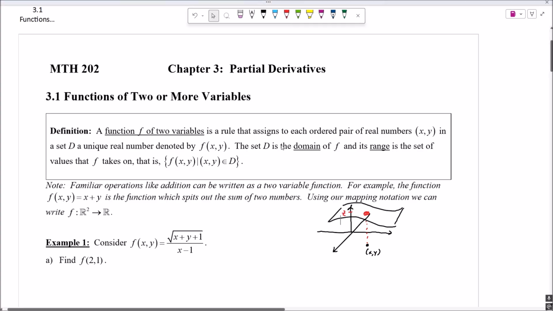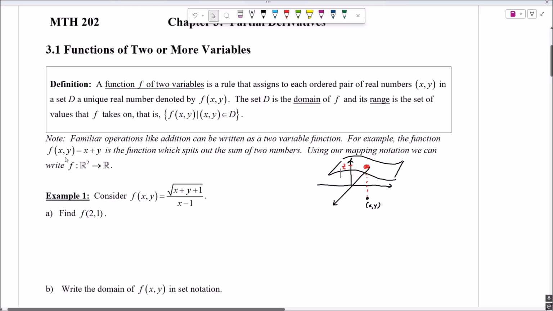So D here is what I'm talking about as the domain. There might only be some x and y values that I can plug in, and the range would be the set of all possible values that f can take on. Familiar operations like addition can be used here. You can do all sorts of crazy things in terms of writing these functions. Here's an example of this kind of function. I just say f of x, y is equal to x plus y. And I could wonder, what does this thing create? What it will create is a landscape, but a landscape with what shape or what properties?